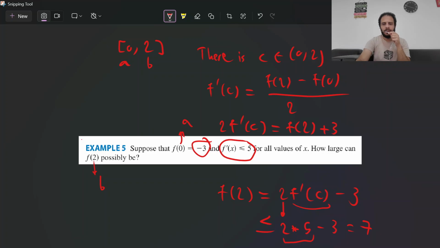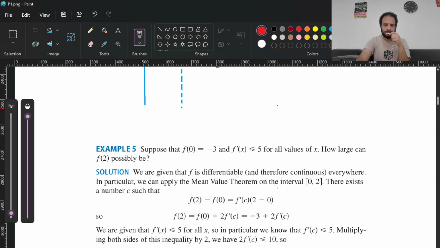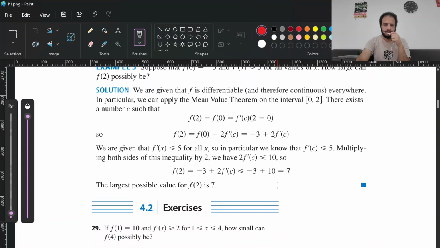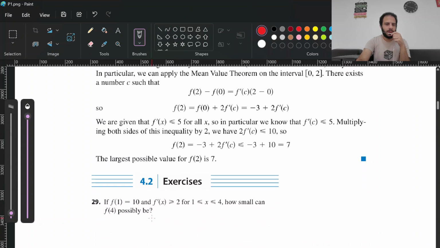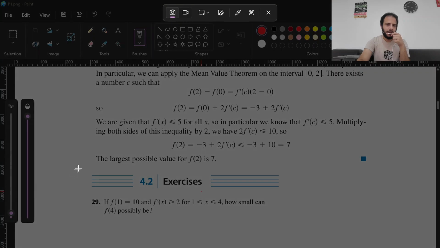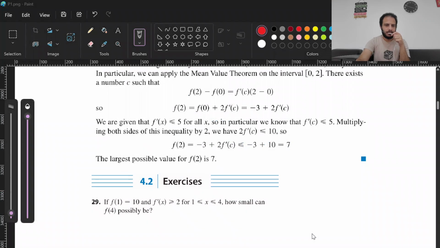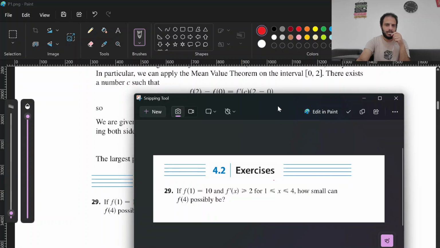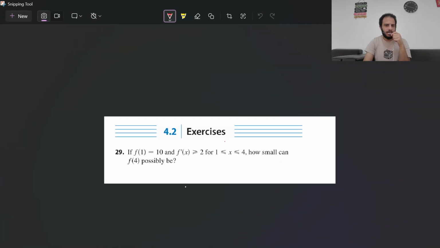Okay, let's continue. Now we will solve another similar question here, but this time for how small can the value be. But it's the same idea, very similar. Again, do we know whether this function is continuous? Yes, we know, because it's differentiable, right?